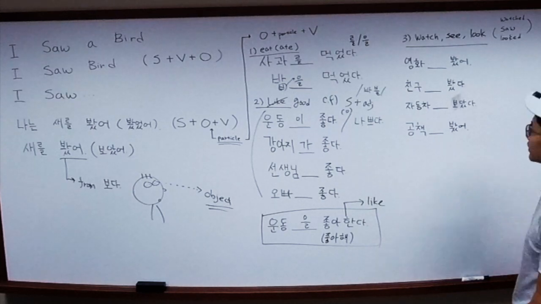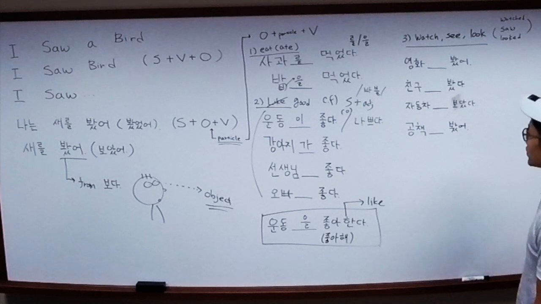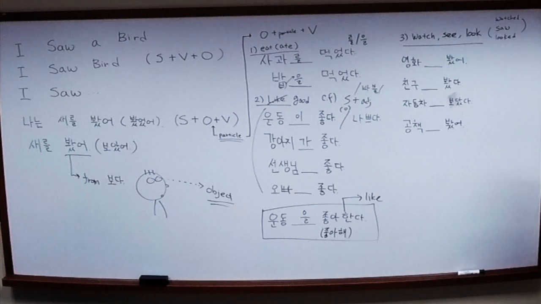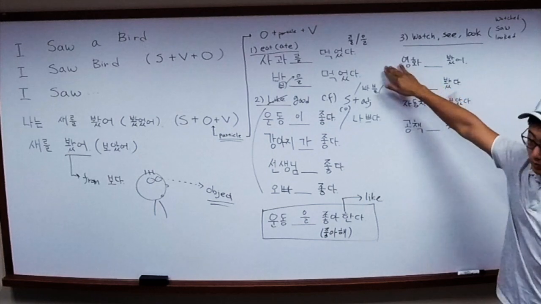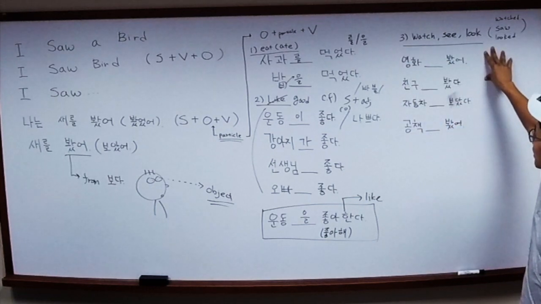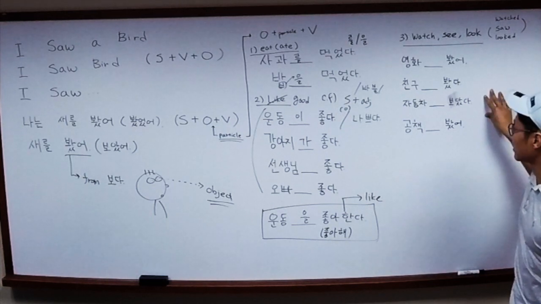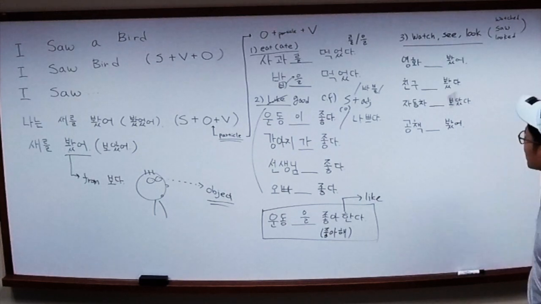Okay, next one. We're sticking with the same form that we did previously, with ate and ate and liked. This time we're going to do watched, saw, and looked. So we're going to do this as I watched. We're omitting the subject, right? I watched a movie. I saw a friend. I saw a car. I saw a notebook. Okay. Why don't you guys try to fill it in?